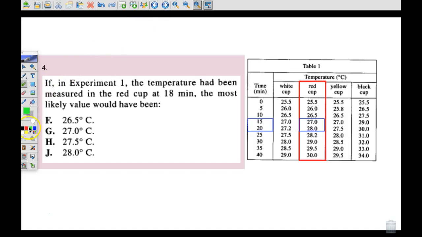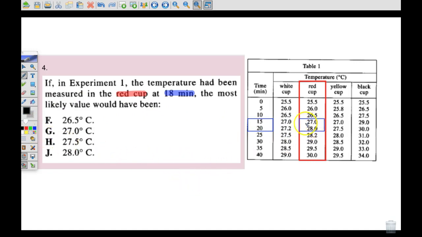For our fourth question, we have to look back at experiment 1, which means we're also looking at table 1. So it's asking, had the temperature been measured in the red cup at 18 minutes, what would the most likely value have been? Well, here's the thing. We have temperature recorded for the red cup, but we don't have a reading at 18 minutes because temperature was only recorded every 5.